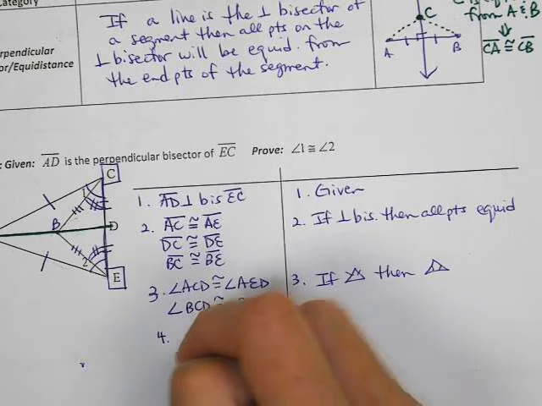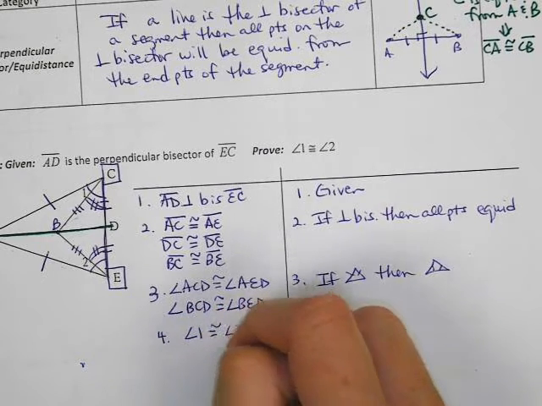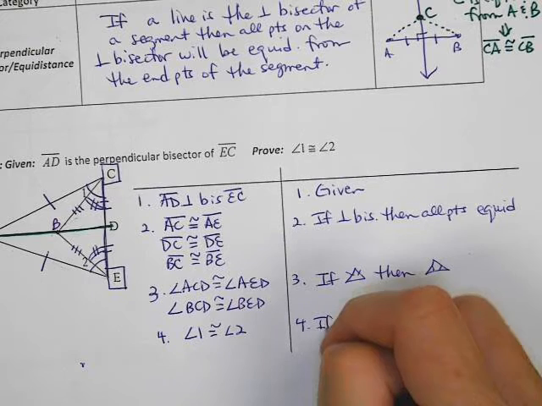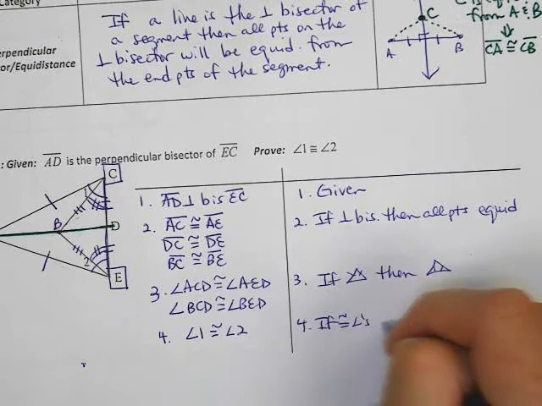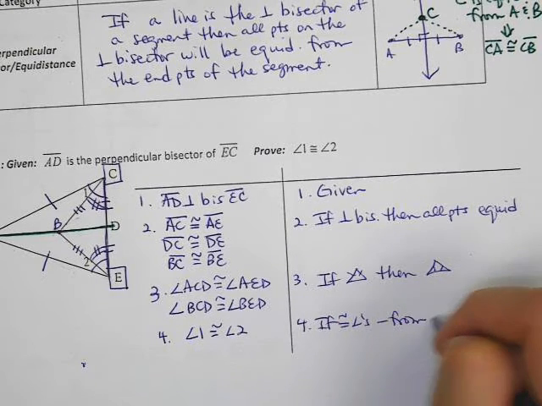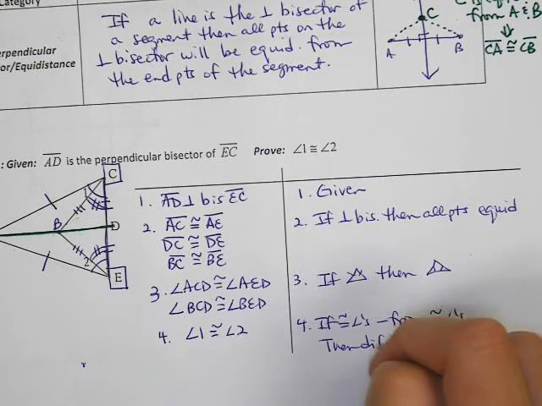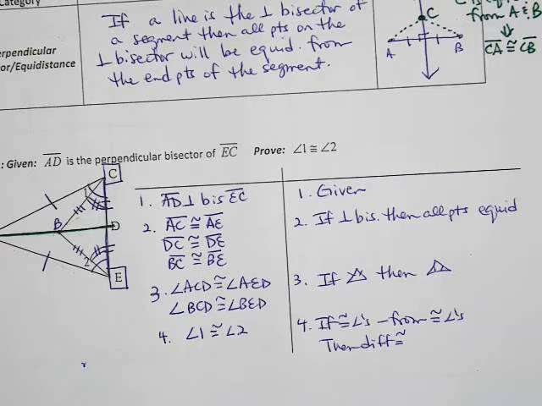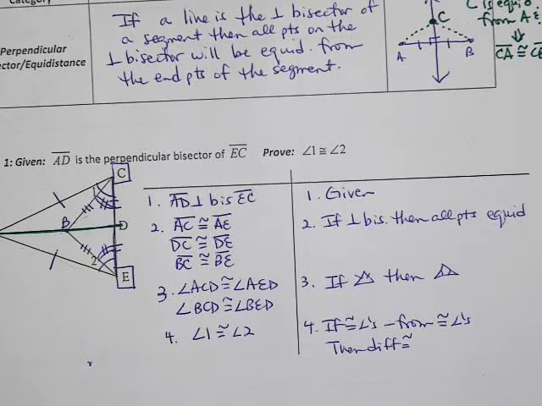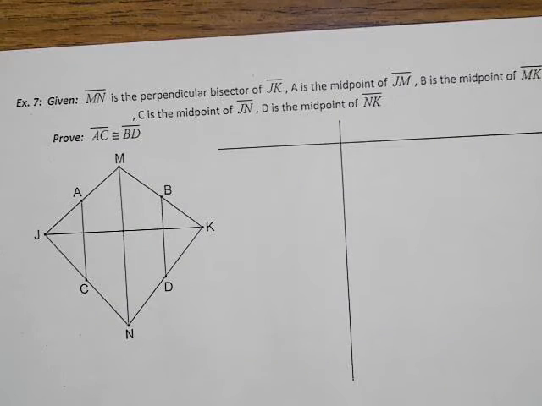So in step 4, we can get angle 1 congruent to angle 2 by if congruent angles are subtracted from congruent angles, then the differences are congruent. Okay. All right, we're going to actually skip the second example because I don't think we need a full 4 examples today, and I like these next 2 better.